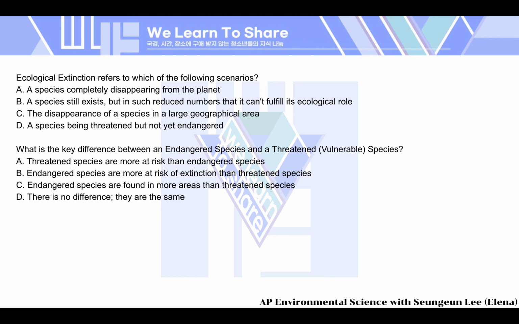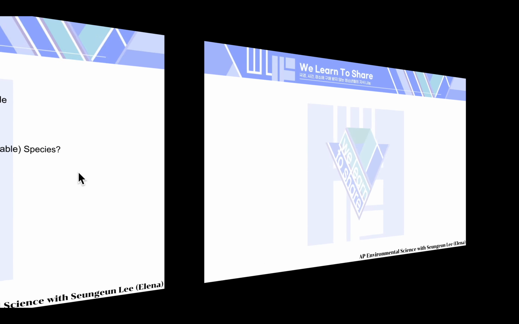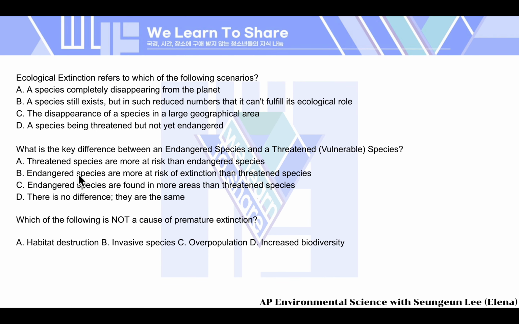The answer is B. Endangered species are more at risk of extinction than threatened species because they already exist in few numbers. Oh, sorry. Yeah, this one. The answer is D, increased biodiversity, right? Because this actually contributes to ecological health and species survival.